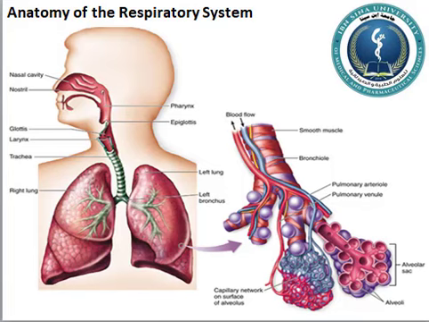Lower respiratory system starts from the trachea, bronchi and two lungs. There are two lungs, right and left. There is a difference in size of the lungs because of the presence of the heart. The heart is present on the left, so the left lung is smaller and has only two lobes, while the right has three lobes.